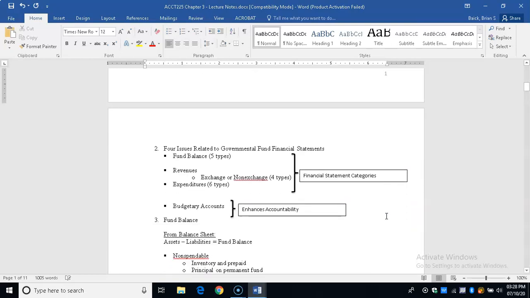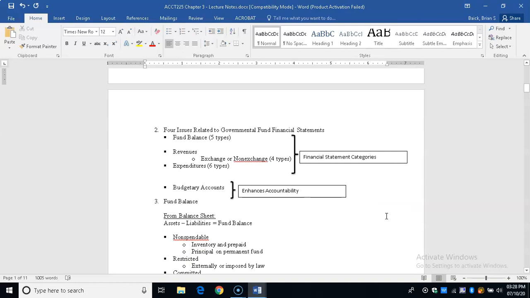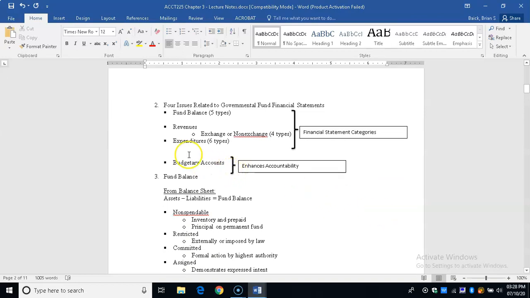Okay, so let's go ahead and talk about governmental funds. This is a roadmap that we're going to be using for this lecture. We're going to talk about fund balance. Okay, so fund balance, this is for governmental funds. There's 5 types of fund balance. We're going to be talking about revenues, exchange and non-exchange. We'll go over expenditures. This is less important, but we'll talk about the different types of expenditures that governmental funds can have. And this is the most important thing, we're going to go over budgetary accounts.